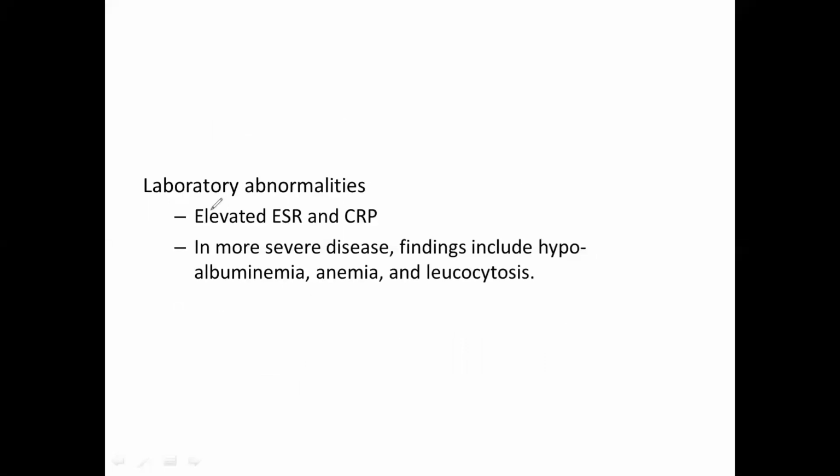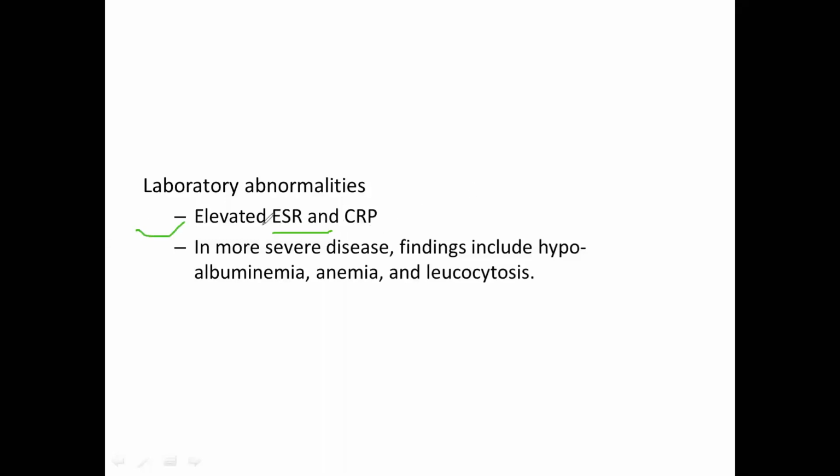Then laboratory findings include elevated ESR and CRP. So that is obvious, because they are the first phase reactants to inflammation, so they will get elevated. In more severe disease, the findings include hypoalbuminemia, which we have already seen while discussing ulcerative colitis, then anemia and leukocytosis. So these laboratory findings are quite similar to ulcerative colitis.